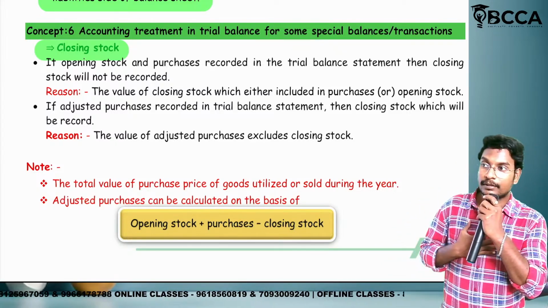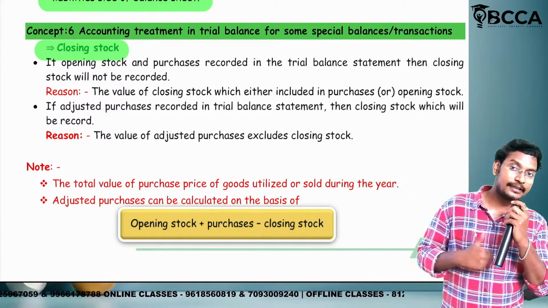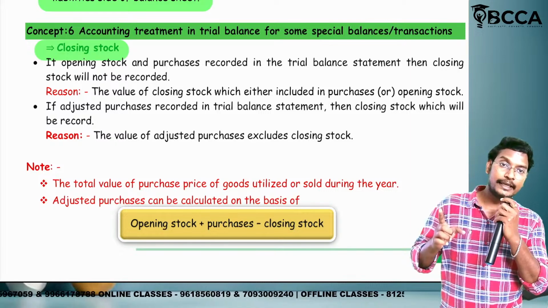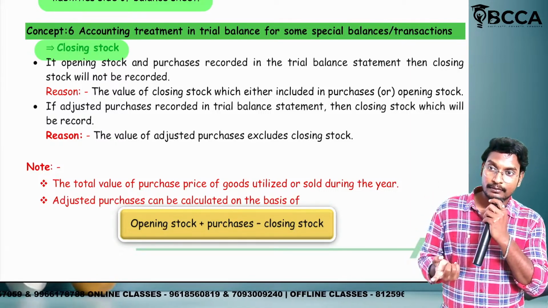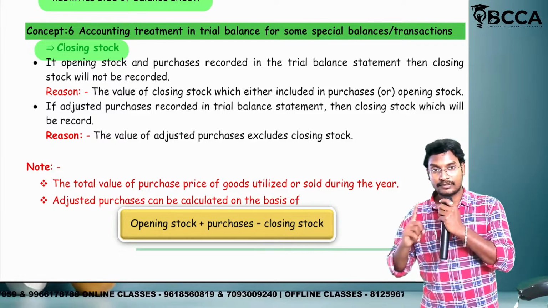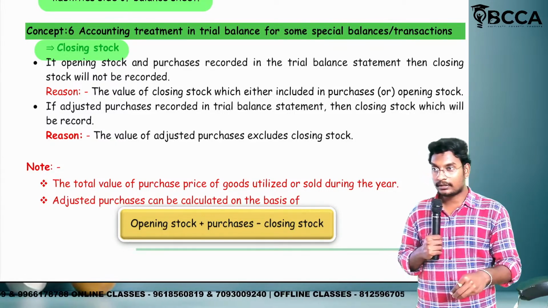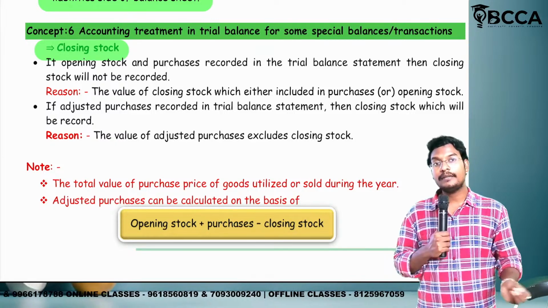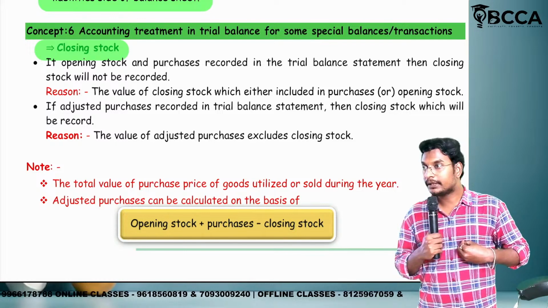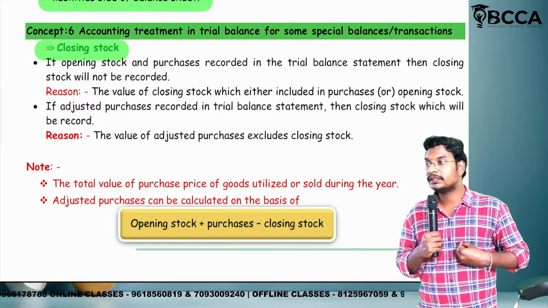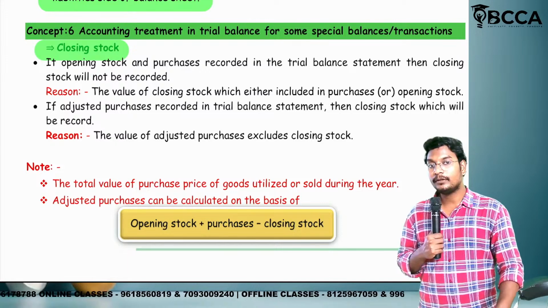Already we have recorded the opening stock. Already we have recorded the purchases in the trial balance. Now we can record the closing stock in the trial balance, or we cannot record the closing stock in the trial balance. What is the first option? The first option is that already we have recorded the opening stock and the purchases in the trial balance. Once again, do we need to record the closing stock, or no need to record the closing stock in the trial balance?